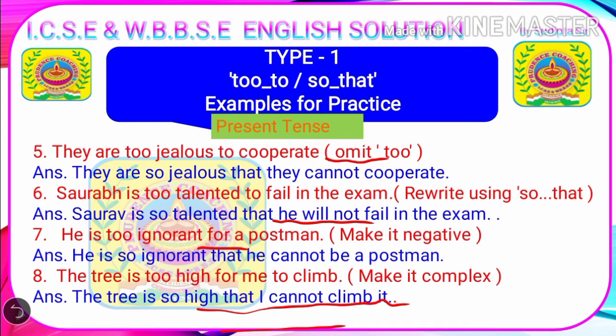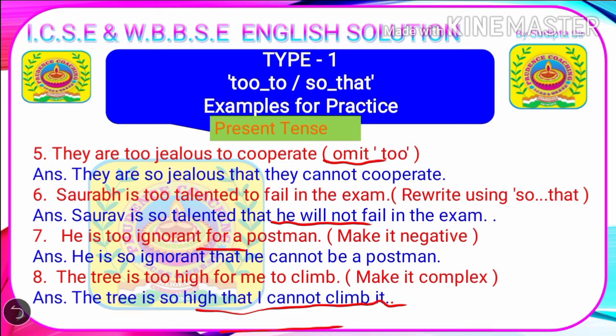Question number 5. They are too jealous to cooperate. Omit too. Omit too means remove too. The answer is: they are so jealous that they cannot cooperate. Question number 6. Saurabh is too talented to fail in the exam. Rewrite using so that. The answer is: Saurabh is so talented that he will not fail in the exam.